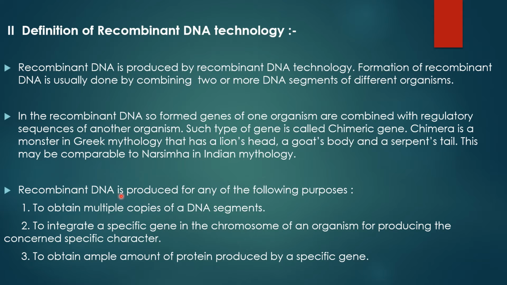Recombinant DNA is produced for any of the following purposes. First, to obtain multiple copies of our DNA segments. Second, to integrate a specific gene in the chromosome of an organism for producing the concerned specific character. Third, to obtain an ample amount of protein produced by a specific gene.